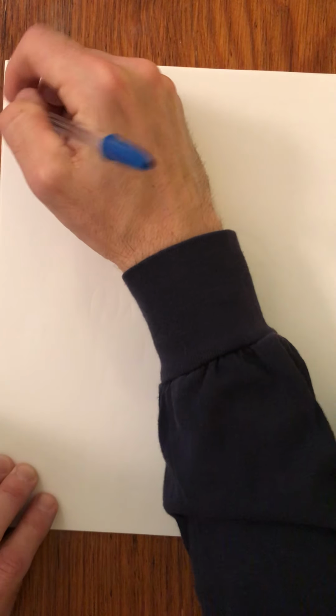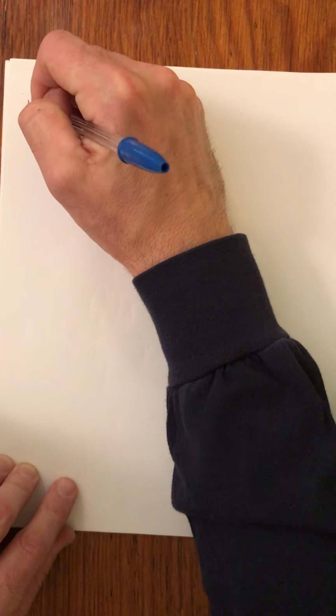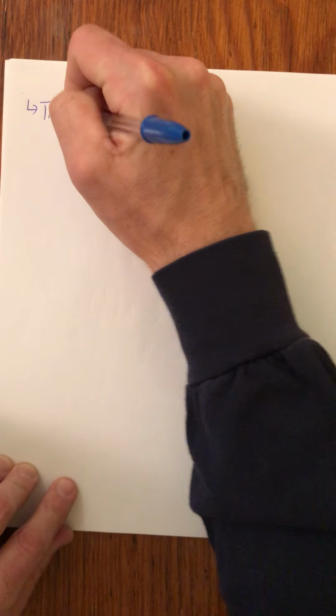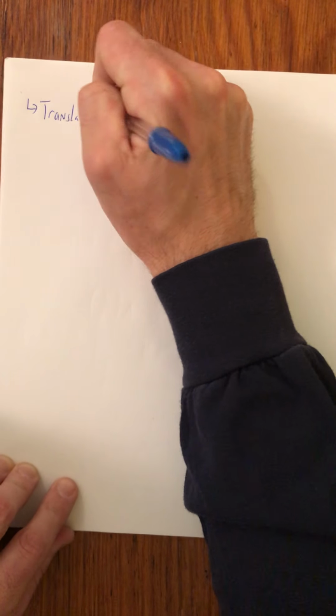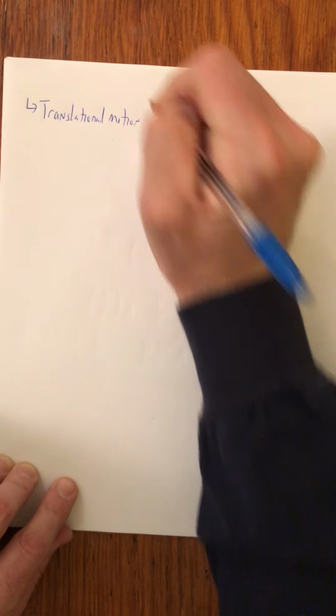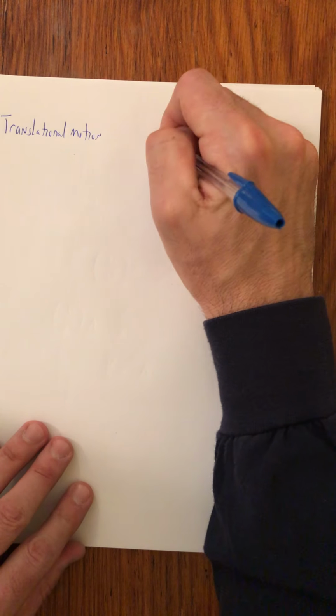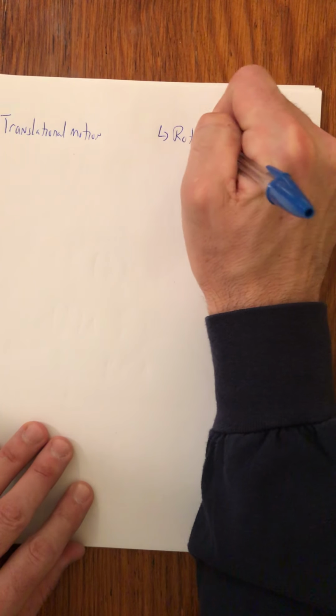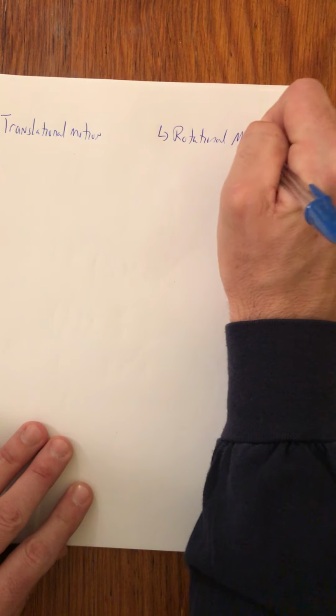And here we go. So let's get some things in our notes. First, we have two types of motion so far. We have translational motion, and we're going to have rotational motion. So we want a description of each as well as what causes changes in those motions.